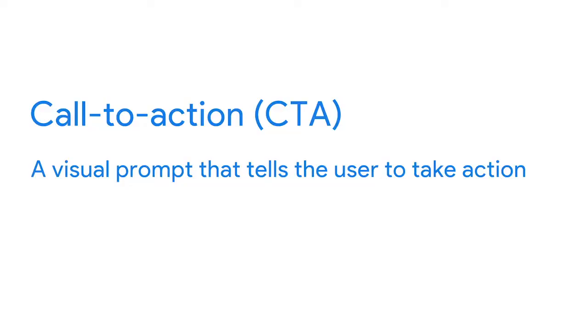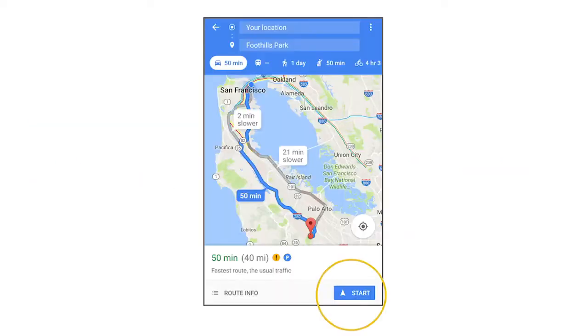In UX design, this is why the call to action buttons look different from the rest of the buttons on a site or app, because we want them to stand out. In case you're not familiar, a call to action, or CTA, is a visual prompt that tells the user to take action. For example, the Start button on Google Maps is bright blue on a white background, which makes it stand out.